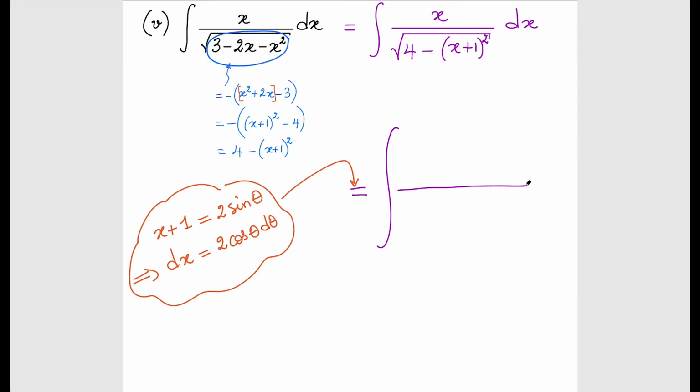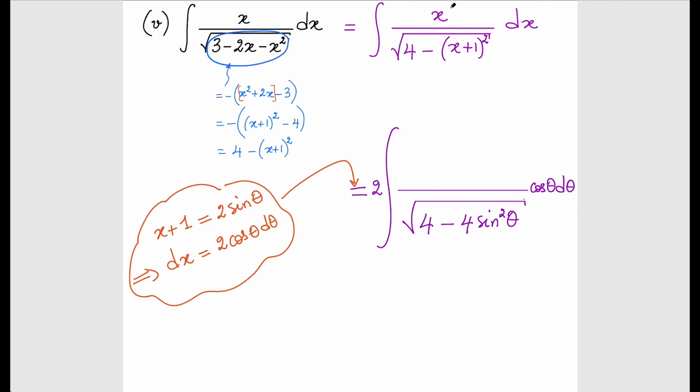Let's focus downstairs for a second. Square root of 4 minus x plus 1 squared. How much is x plus 1? It's 2 sine theta. So square the x plus 1, you're squaring 2 sine theta, so you get 4 sine squared theta. Correct? dx, how much is dx? 2 cosine theta d theta. So 2, let's put it outside, cosine theta d theta, right?